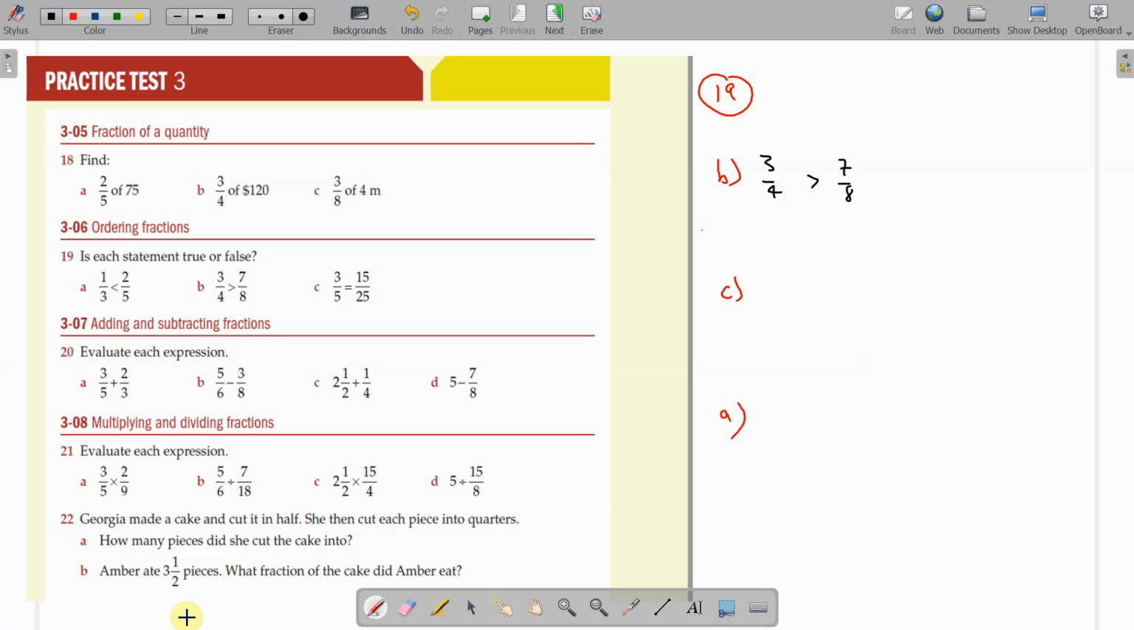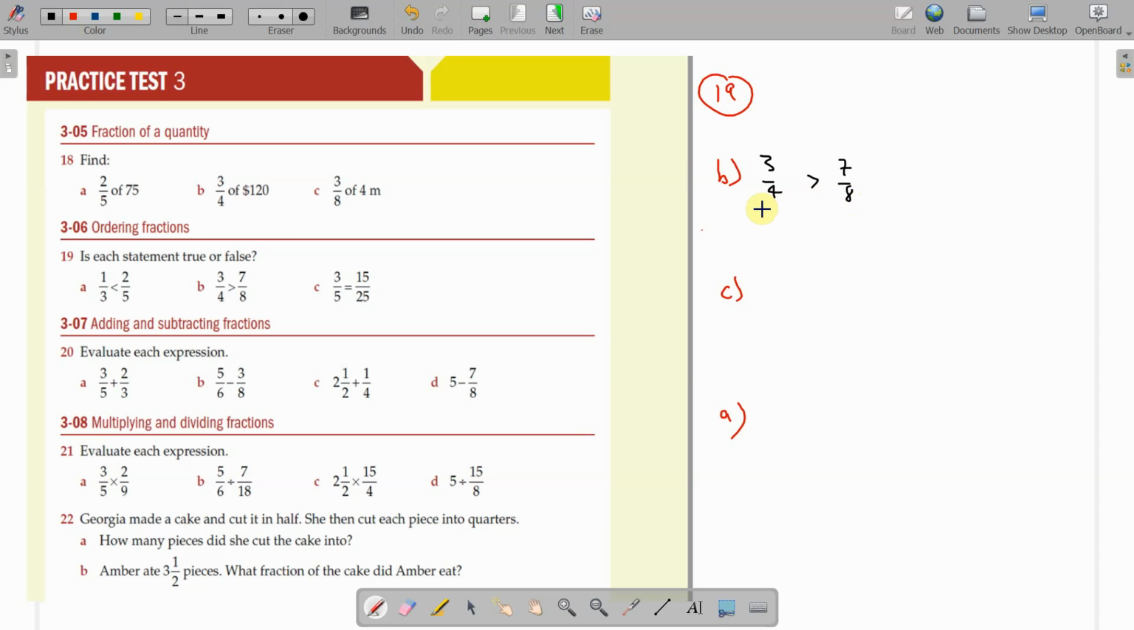Yep, let's go have a look at another one of these videos. We'll have a look at practice test 3. This time we're looking at question 19 and possibly even 20. We'll see how we go. This time we've got to see whether the statement is true or false based on what's given to us. And that says 3/4 is greater than 7/8.